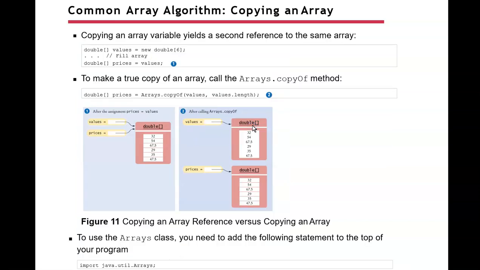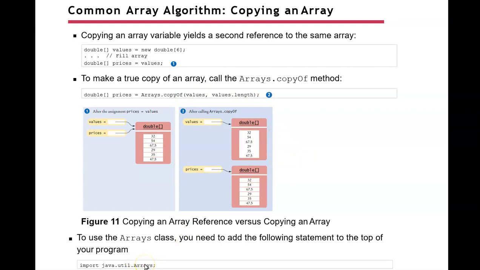Copying an array currently yields a reference to the same array. What we want to do is actually make a copy or a clone. We use the Arrays.copyOf method here. So we say double[] prices = Arrays.copyOf(values, values.length). The interesting thing here is you don't have to copy the whole array if you don't want to. However, in order to do this, you need to add the Arrays package to the top of your class by using an import statement.